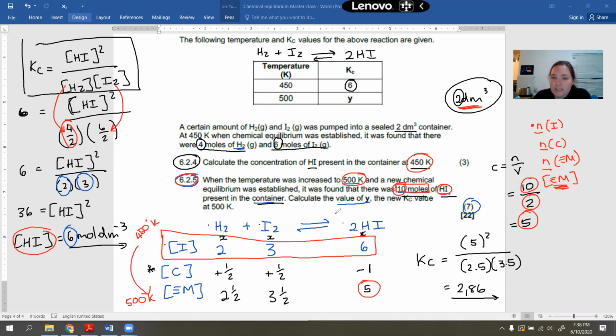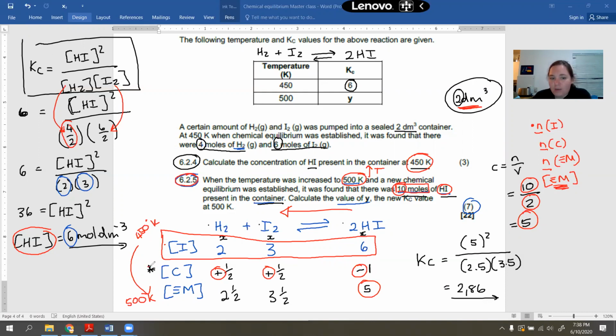So this actually tells us that by increasing the temperature, we favored the reverse reaction, because our hydrogen iodide is used, which is why it's minus, and the hydrogen and the iodine are made, which is why they've got pluses in front of them. So if I start with 6 moles per decimeter cubed and I finish with 5 moles per decimeter cubed, I must have, in this particular case, used up 1 mole per decimeter cubed.